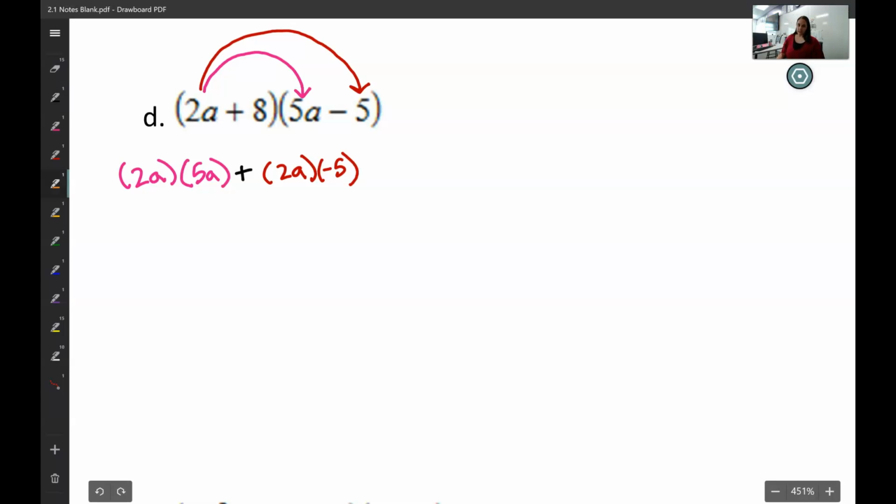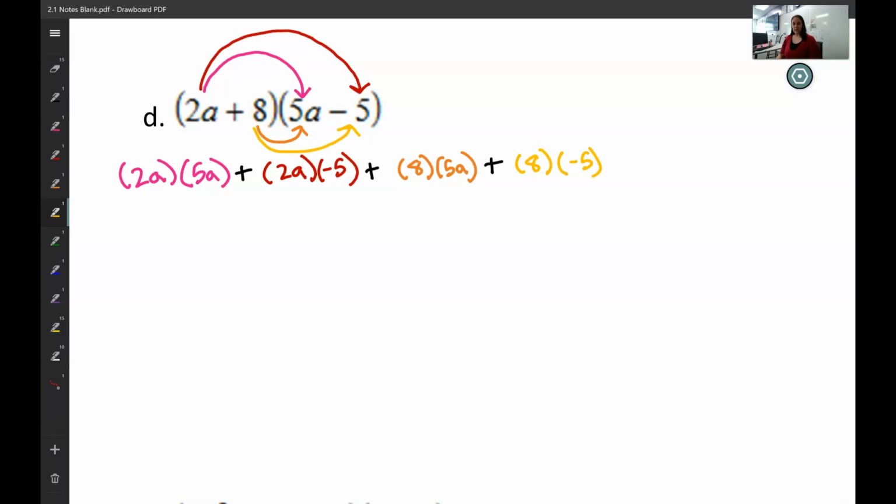But this time I'm not done, because now I need to distribute the 8 in to both of them. So now I need to multiply 8 to 5a and multiply 8 to negative 5. So no matter how many things you have right here on this first one, you're just going to distribute or multiply to all the ones in the second one, and then do that for everything you have listed right here.